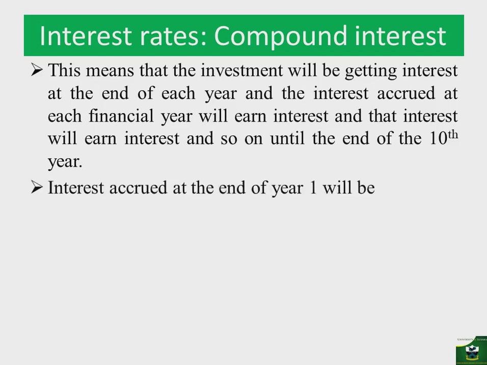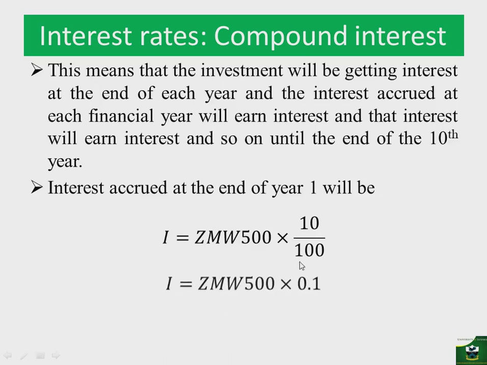The interest accrued at the end of year 1 will be the investment multiplied by the interest rate, which is 10%. So if we do this, we have 500 multiplied by 0.1, because 10 over 100 is 0.1. And the interest will be 50 kwacha, which means that at the end of period 1, if you invest 500 kwacha at a 10% interest rate, your interest will be 50 kwacha.